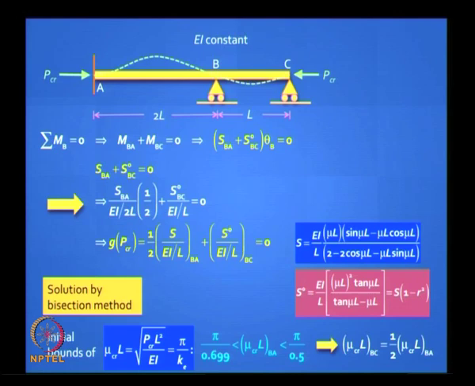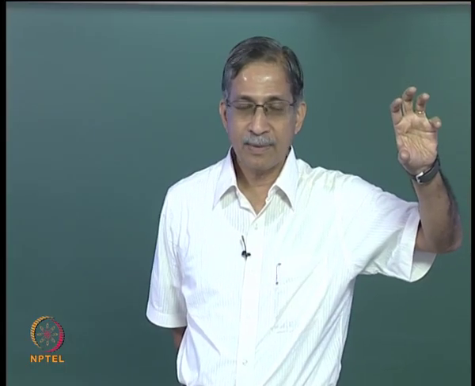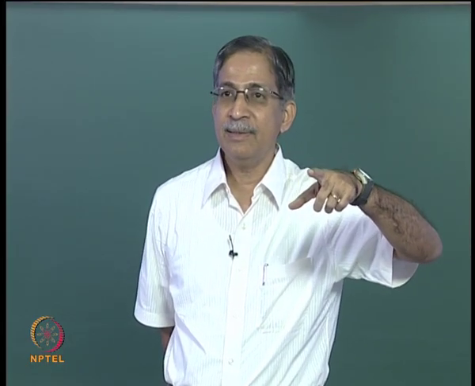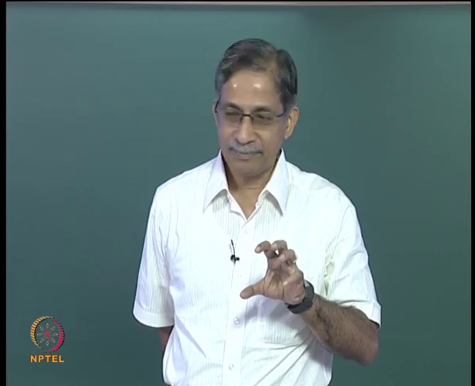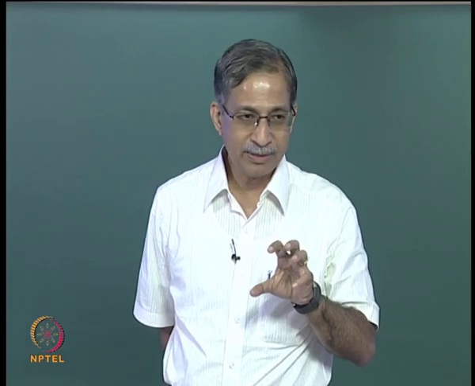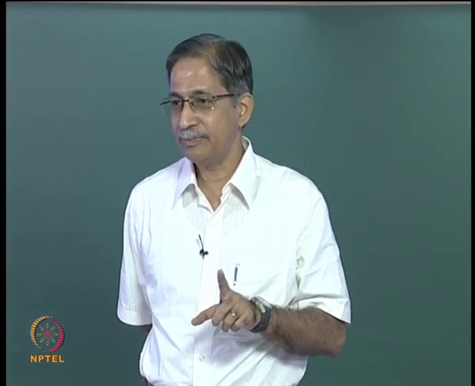Does this make sense? It is all very logical. So I can choose any value of mu L and plug it into that equation, and it should give me a value of 0 if I have got the correct solution.